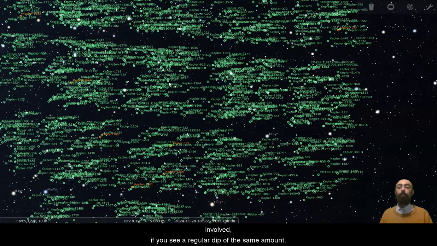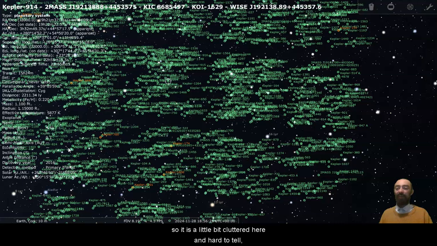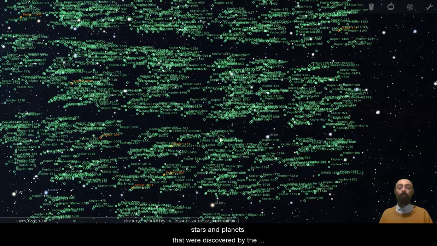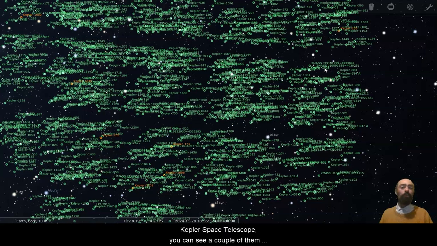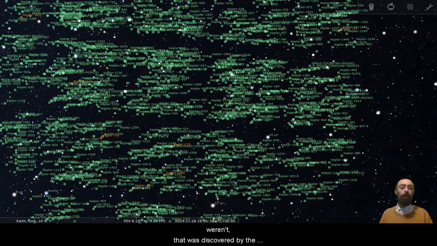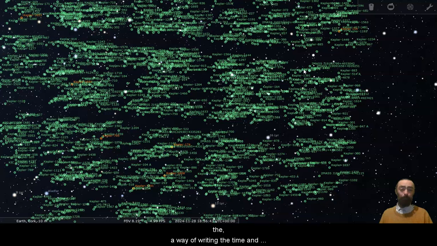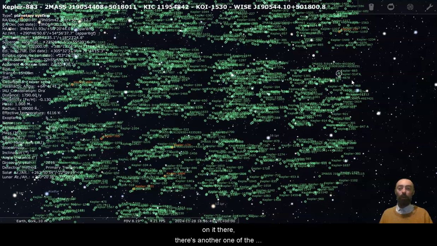If you see a regular dip of the same amount, okay, so it is a little bit cluttered here and hard to tell, but these are all solar systems, stars and planets that were discovered by the Kepler Space Telescope. You can see a couple of them weren't. That was discovered by the Two-Mass telescope over there. It's got the J, a way of writing the time and date, the epoch, on it there. There's another one of the Kepler stars.